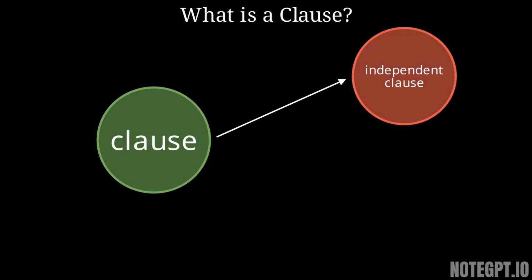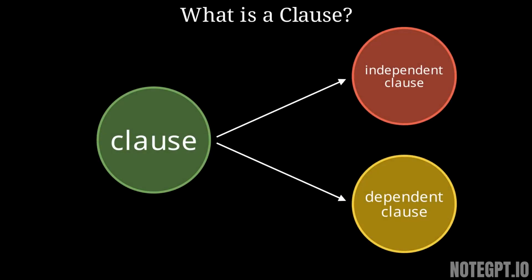A clause is a group of words that contains both a subject and a predicate. There are two main types: independent clauses, which can stand alone as sentences, and dependent clauses, which cannot stand alone and rely on independent clauses.